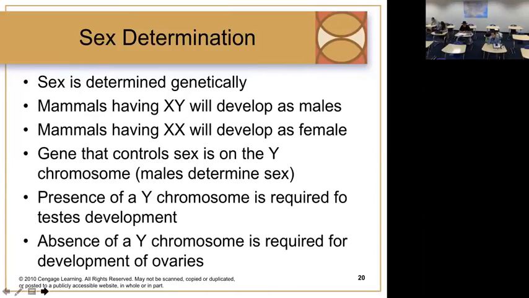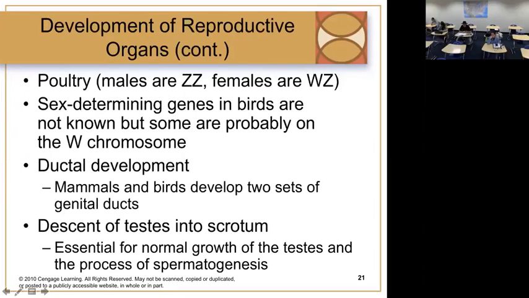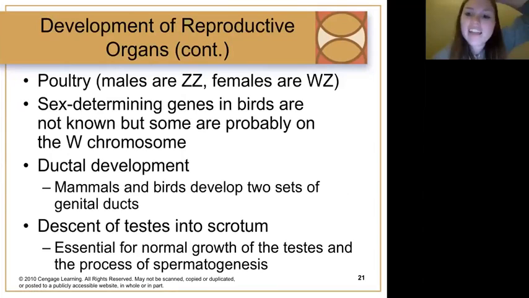Okay. So again, poultry have to be strange, and their system is similar, but it's a little bit backwards. Poultry, males they use W and Z. I don't know why they can't use X and Y like everybody else. But the males are actually the ones with the 2 Zs, and then the females are WZ. So the sex determining gene, remember in mammals it's on the Y chromosome. It's not known in poultry, but given how they're set up with the ZZ and the WZ, similar to the Y, it's kind of assumed that it's probably on the W chromosome.